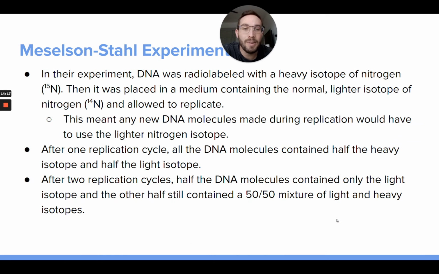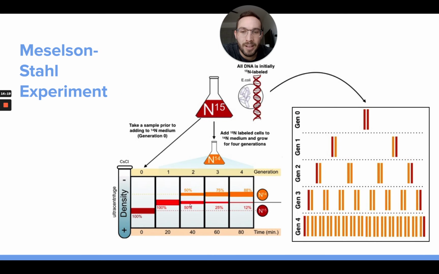But that's not what happened in their results. After it replicated twice, there were 2 distinct bands. And so these DNA molecules no longer weighed the same. And so that's what showed that it was the semi-conservative model of DNA replication.